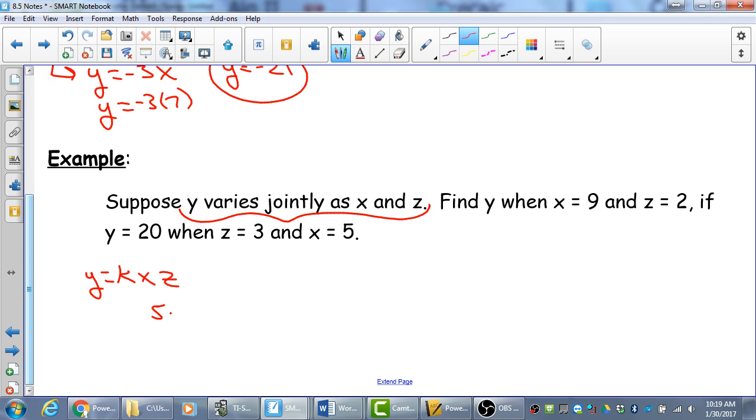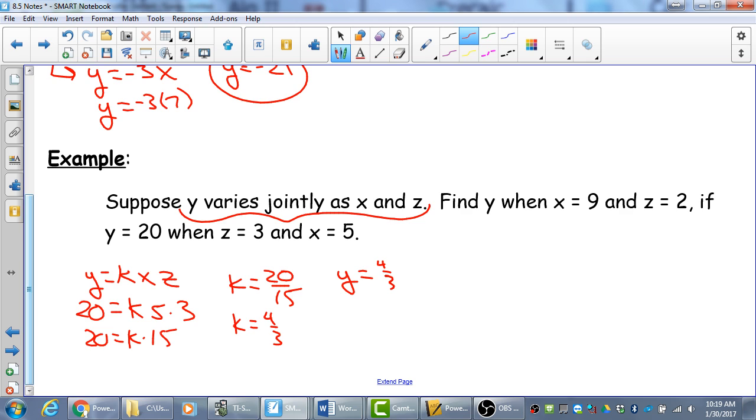So x is 5, z is 3, and y is 20. So they gave us everything except for the k in the second set of numbers. So 20 equals k times 15. So k is 20 over 15. So you multiply, do a little division, and you can divide each of those by 5. So k is 4/3. So y, is it y first? Yep, that's how they gave it to me. Y is 4/3 xz. That information right there allowed me to find the k, and now they want me to use the k.